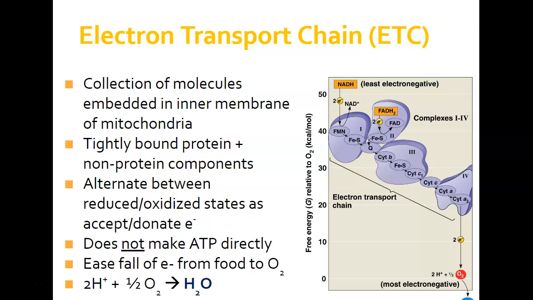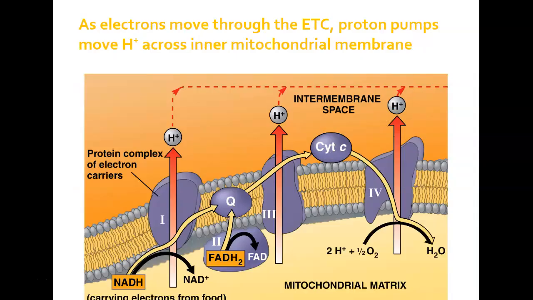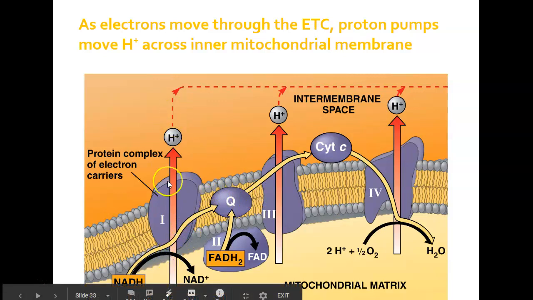So overall, the electron transport chain itself does not make ATP directly. It is passing down electrons to create this big gradient that will be used later. And here's kind of what that looks like. So as electrons move through the electron transport chain, protons are being pumped into the intermembrane space.